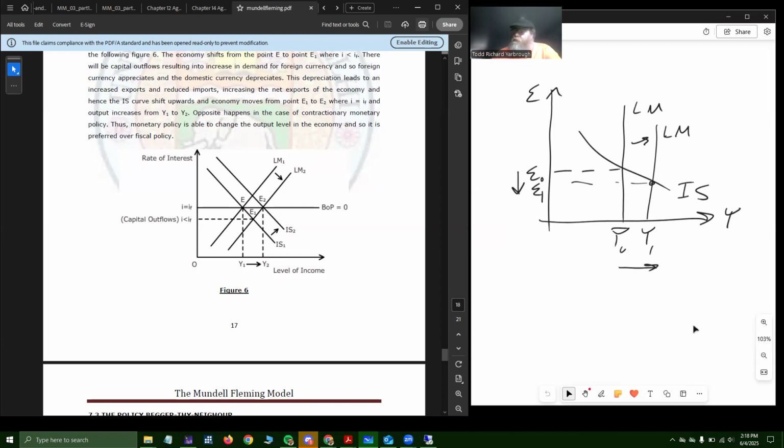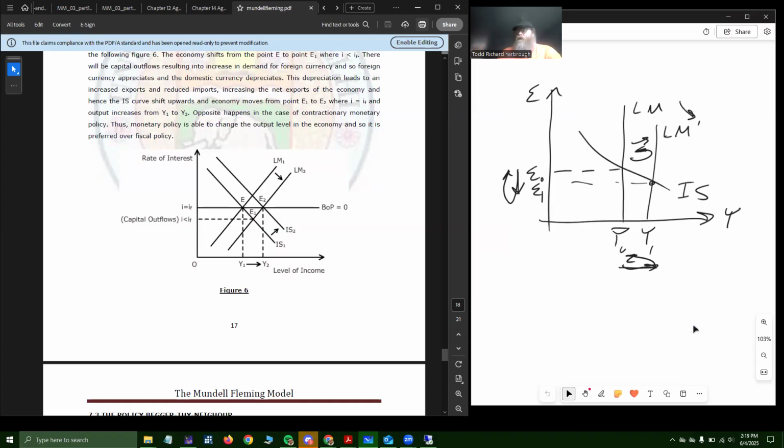Right. So the ultimate idea here, of course, is that this LM shift here is going to put upward pressure on aggregate demand. Aggregate demand is going to put upward pressure on prices. And so we get this movement back. We get this movement back of exchange rates, and we get this movement back of output.